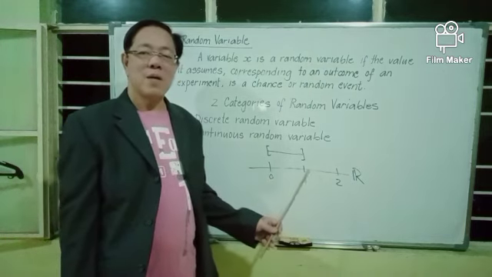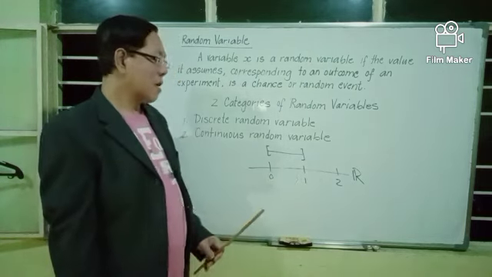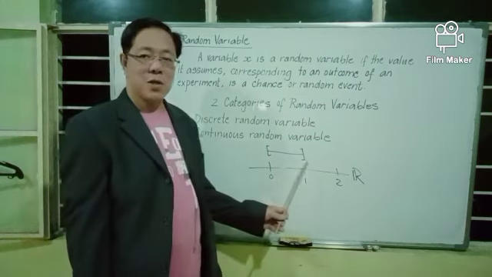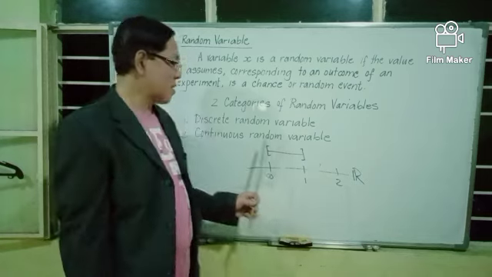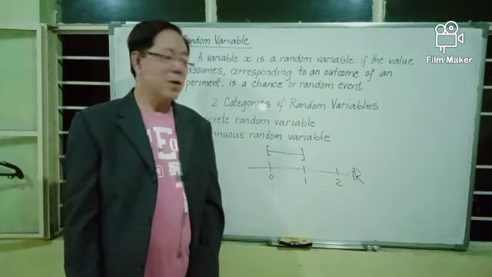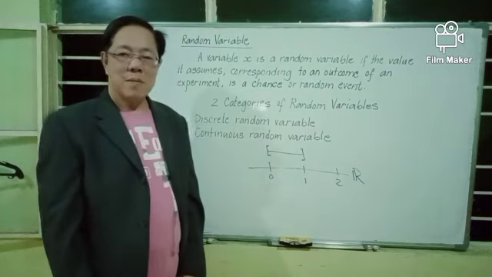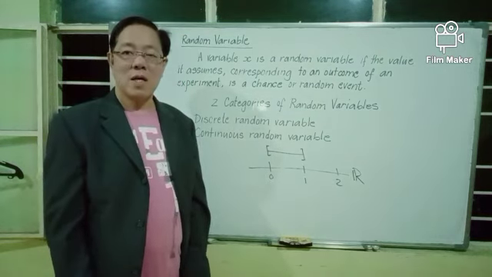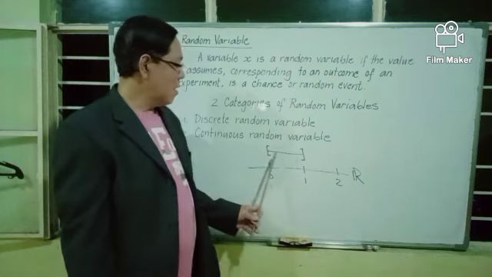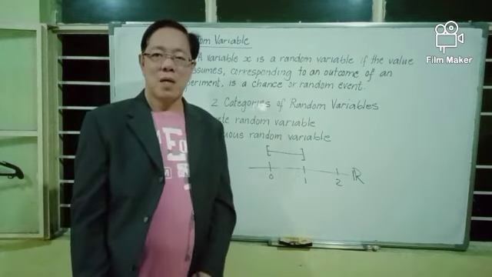And the variable that takes a value on this line interval between 0 and 1 represents what is known as continuous random variable. A continuous random variable takes infinitely many values on a line interval.